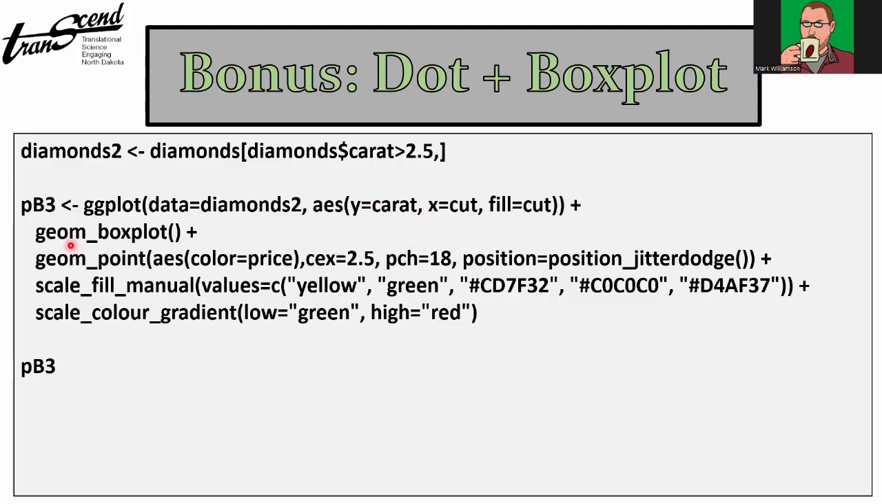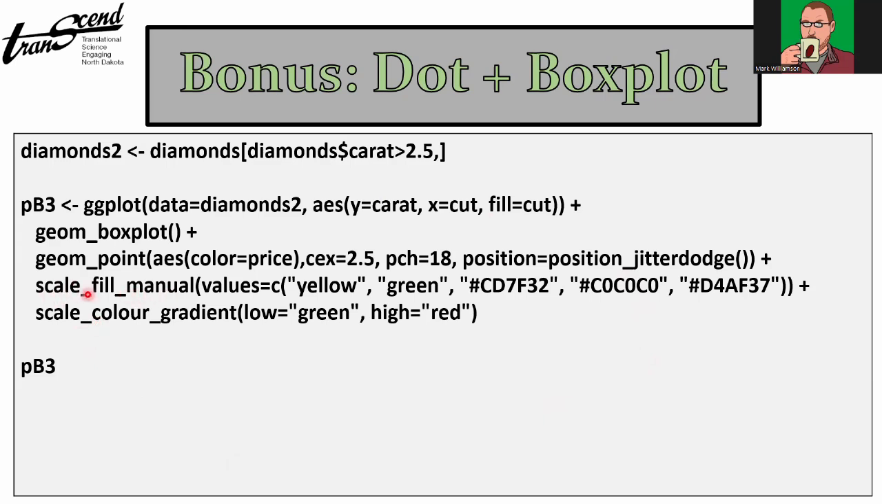However, then I'm going to create a dot plot or points using geom points over that. Aesthetics with color by price now, so we can see price. Can change the size and shape. We're going to jitter the position so they're not stacked on top of each other, so we can see a little bit more of the individual values.